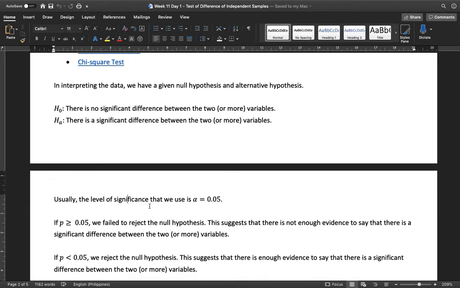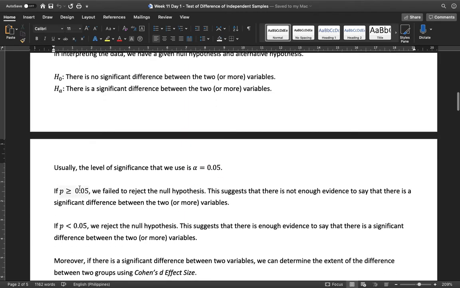The level of significance that we will use is alpha equal to 0.05. If p is greater than 0.05, we fail to reject the null hypothesis. But you might be wondering, ano bang ibig sabihin ng p-value nito? Ang p-value nito, this is the probability of error. Ito yung chances na magkamali tayo. Remember yung type 1 error na ma-reject natin yung null hypothesis pero totoo pala siya. Ito yung chances na mag-commit tayo ng type 1 error.